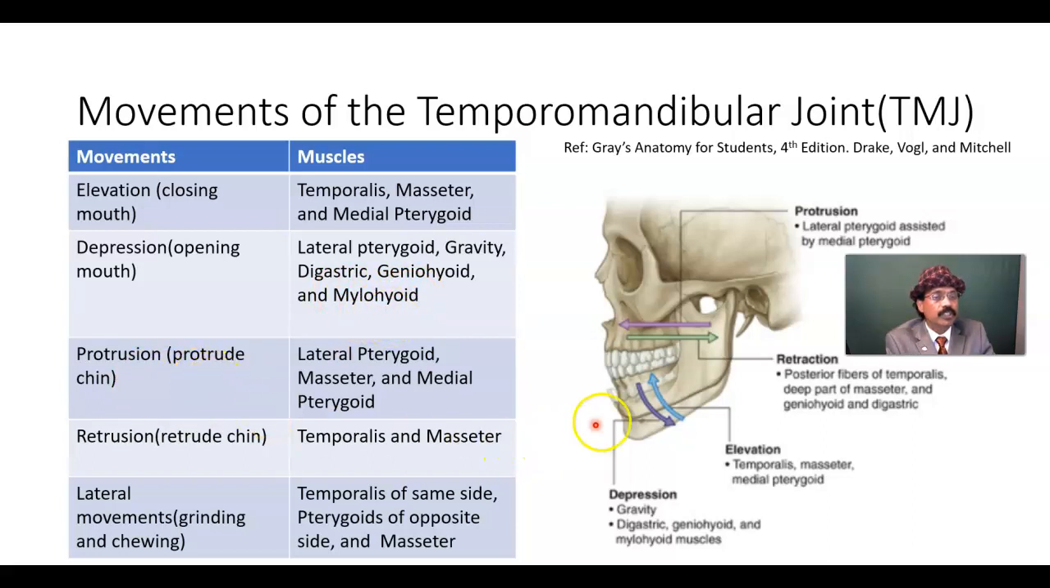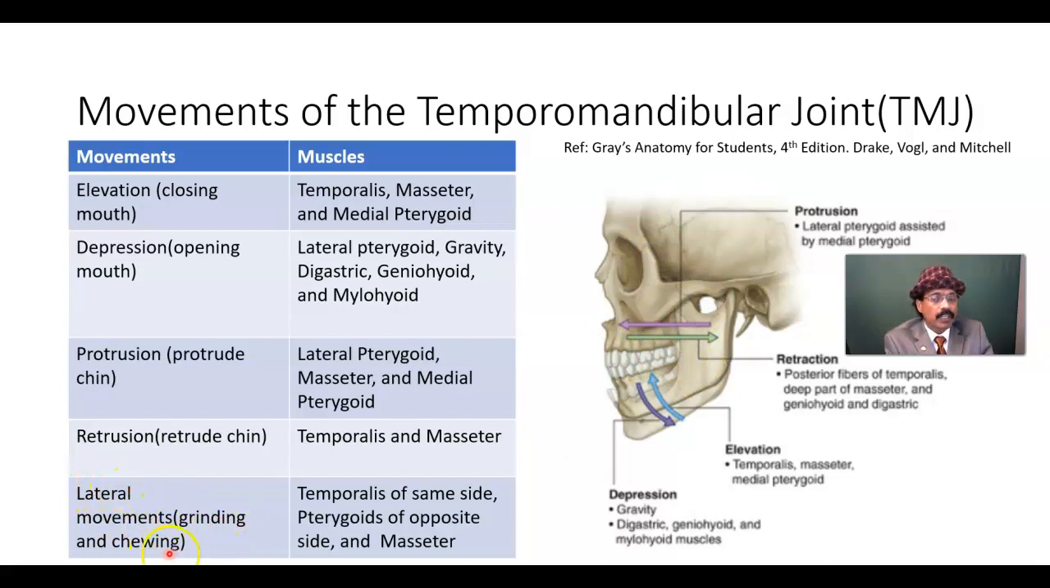Protrusion, protrude the chin. It is done by lateral pterygoid, masseter, and medial pterygoid. Retrusion, retrude the chin. It is done by the temporalis and masseter. Here is the site of the temporalis. Masseter should be here.